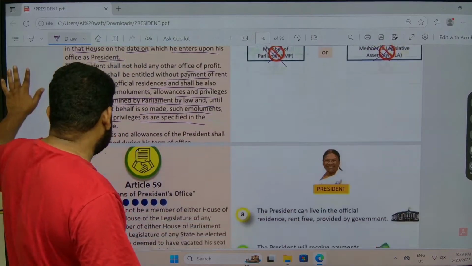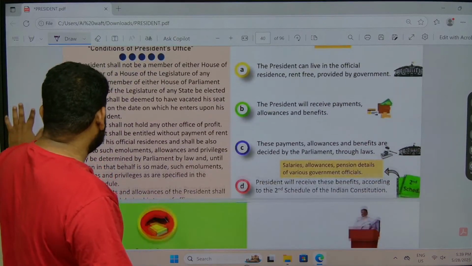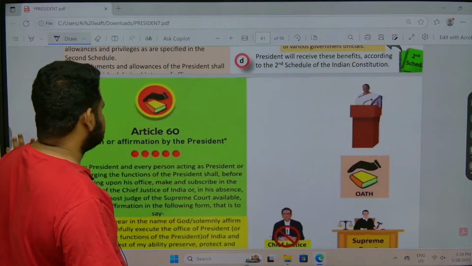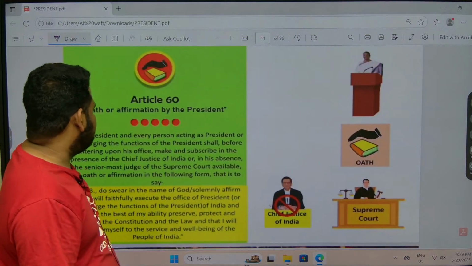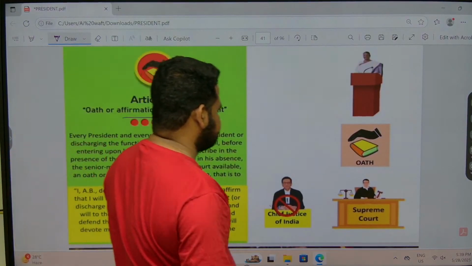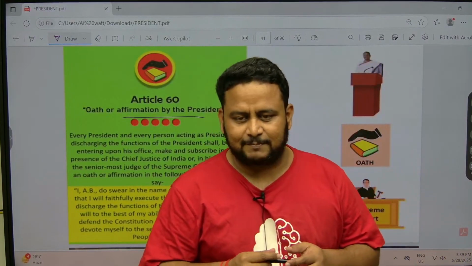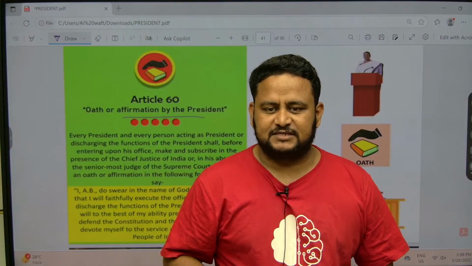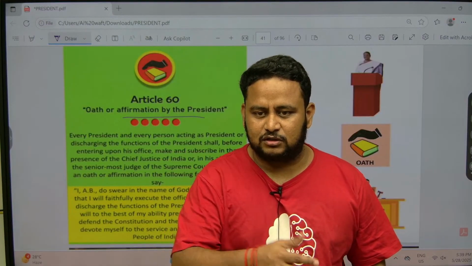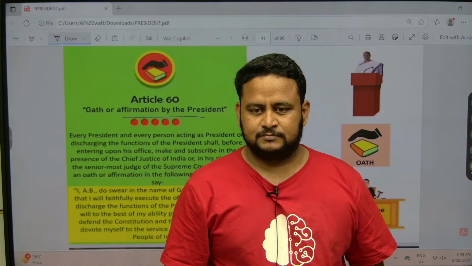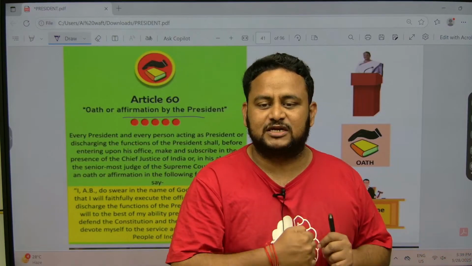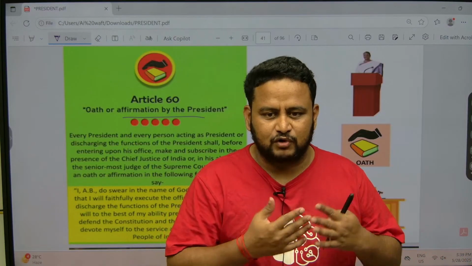Now let us go to the next article. Same thing, privileges, all these things. Now let us see oath and affirmation of the president, article 60, very important. Please remember, suppose I become the president, it is not like I will go to the office and take the oath like this. It is not like that. Someone has to administer the oath. No matter who you are, someone has to administer it.